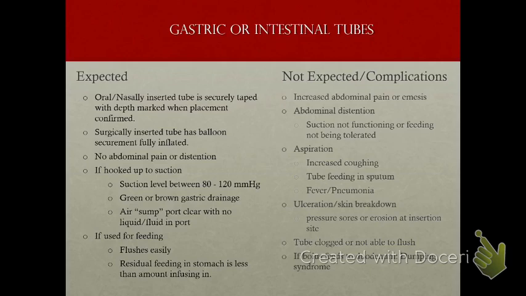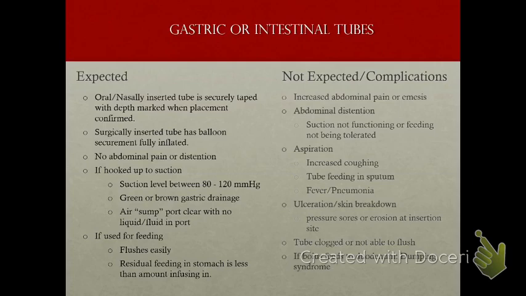We do want things hooked up to suction. We expect suction to the stomach to be no more than 120. We don't want full suction on the stomach. We want low suction. Most drainage from the stomach or the intestines is green or brown. And we do want to make sure that if you are suctioning, you have a sump. And if it's feeding, that it flushes. And we will measure residuals in the stomach.